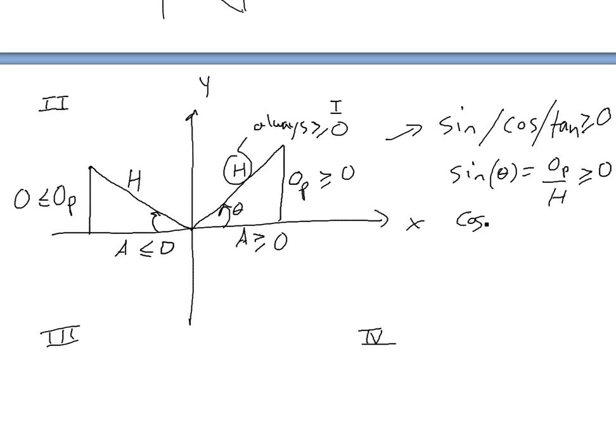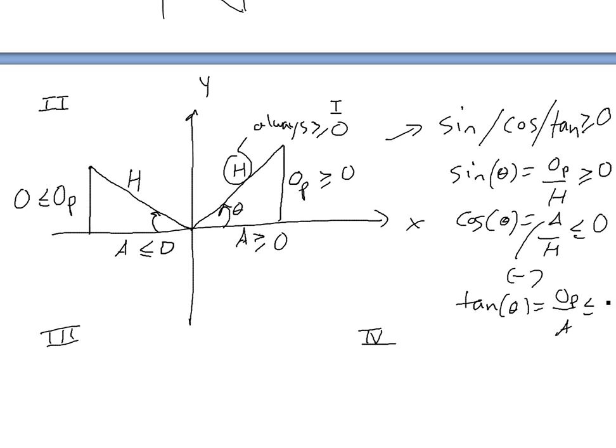Cosine is equal to A over H. This one is negative, and this is negative, so it's less than or equal to 0. And tangent is opposite over adjacent, OP over A. This is negative and that's positive, so this is going to be less than or equal to 0.